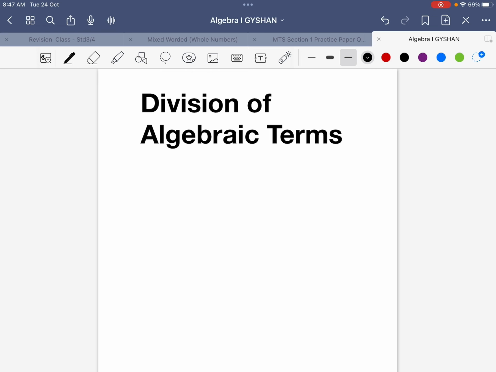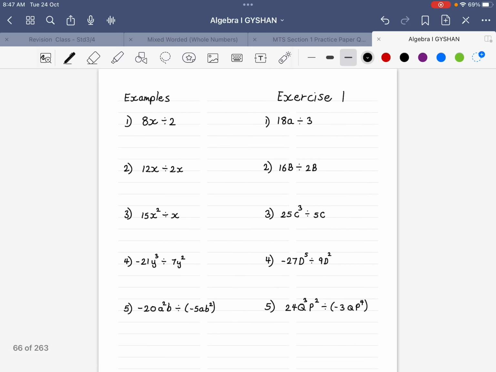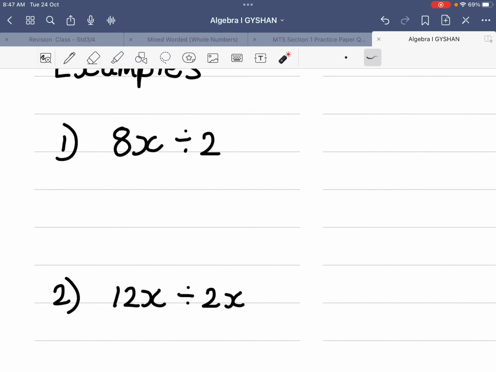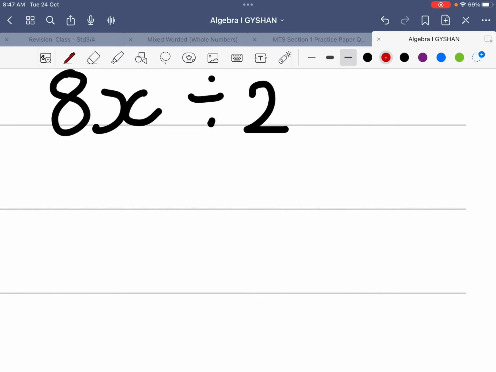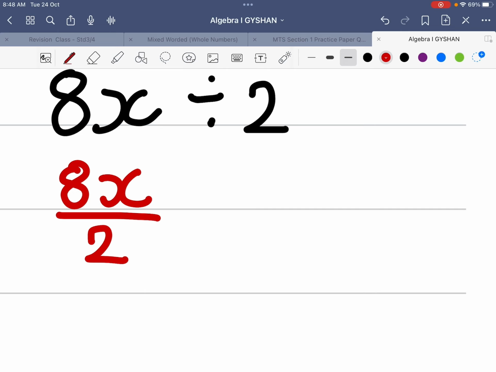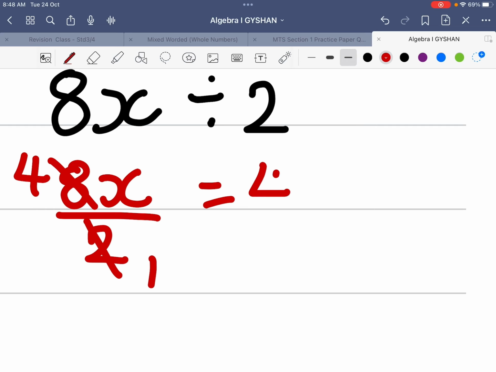Division of algebraic terms. Let's do a few examples and then you all can do the exercise on the right. Number 1, 8x divided by 2. We can write this as a fraction if we prefer. So 8x divided by 2, we can write that as 8x over 2. That way we can cancel. 2 into 2 is 1, 2 into 8 is 4. So the answer is 4x.